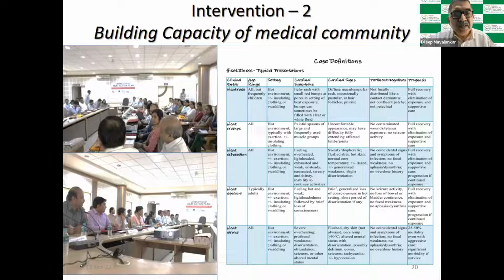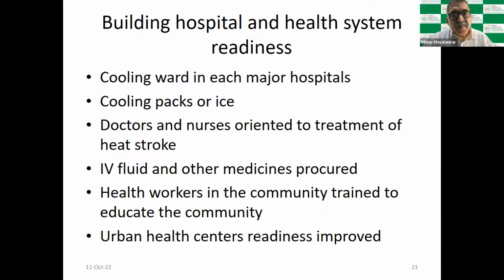Part of the reason is that for major teaching hospitals, it is vacation time, and half of the staff is on vacation. Other doctors may have forgotten how to treat heat emergencies because we don't see it so much. So we held half-day refresher training in many places where medical officers were trained.